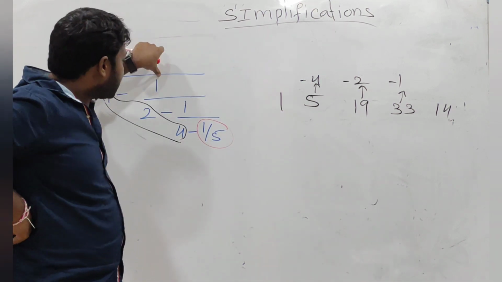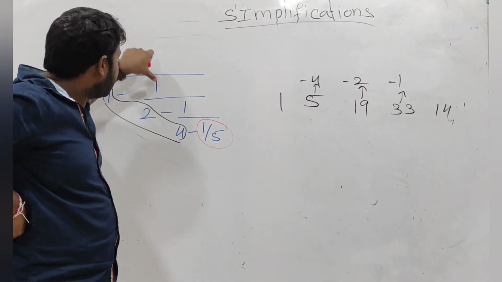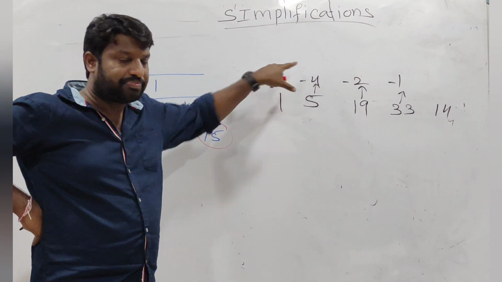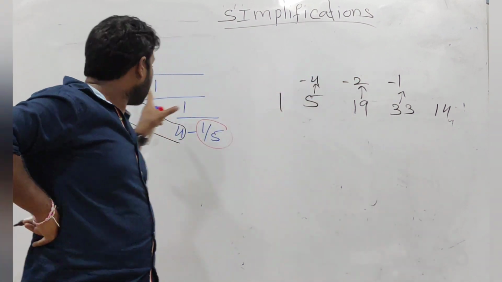Here only 1s are there. The condition is all 1s should be there, with numerator only 1 like this. Okay, now you start from here. Here is 4, write 4. 2 is there, write 2. Next 1 is there, write 1.